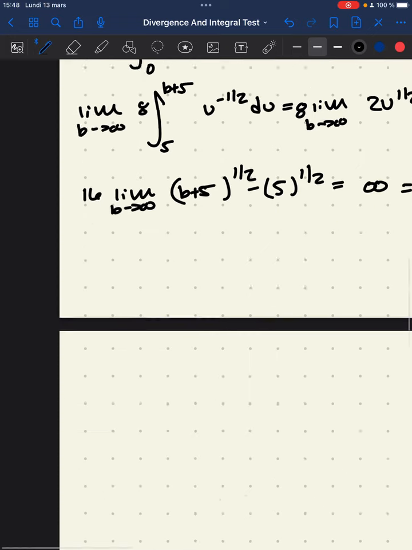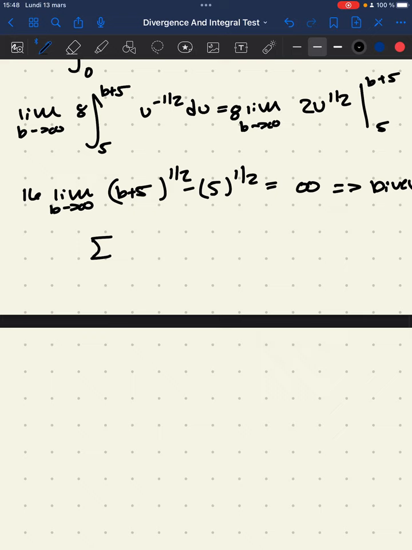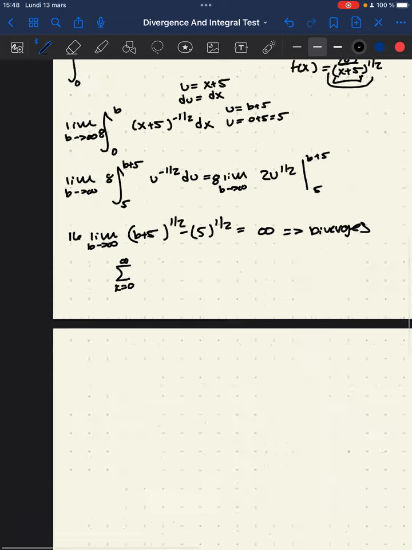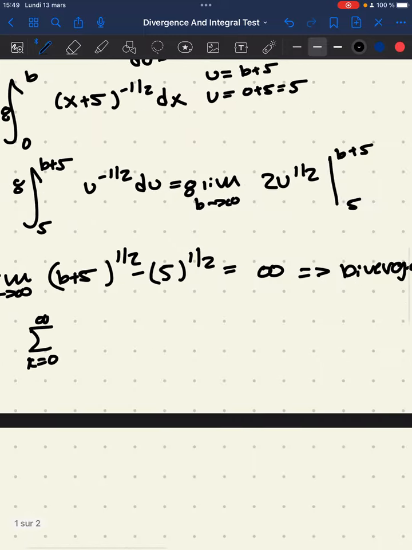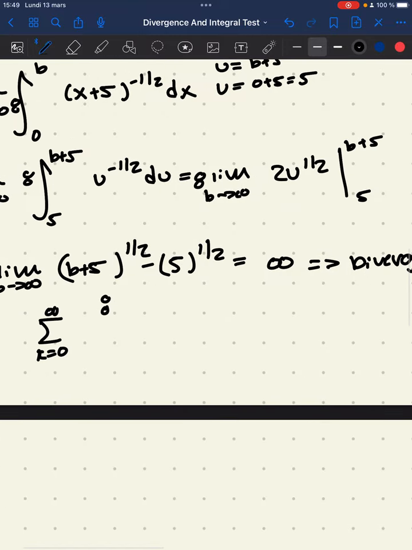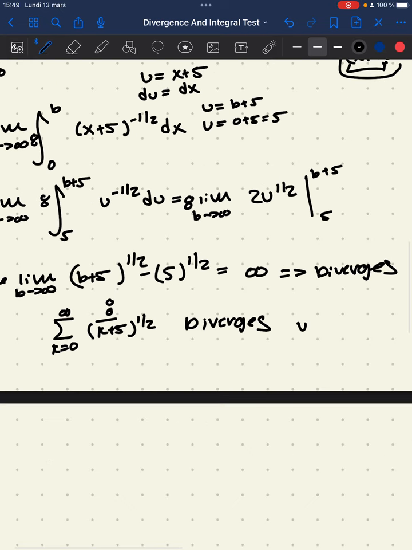Diverges. So we can say that the series starting at 0, and it is 8 over the square root of k plus 5, diverges using the integral test.